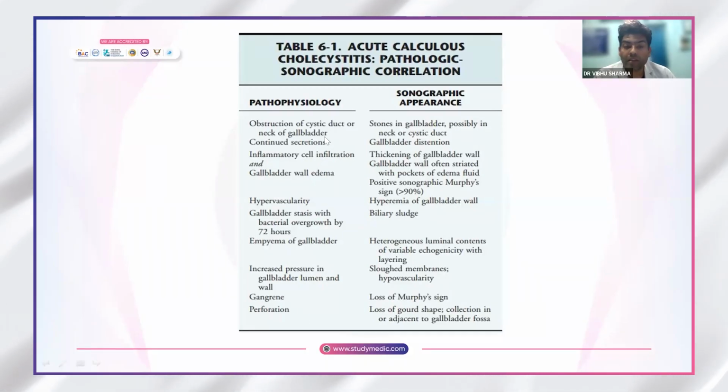So whenever there is such clinical presentation, then we should see like thickening of gallbladder can be well appreciated. Murphy's sign is more than diagnostic for cholecystitis in more than 90%. Hyperemia, biliary sludge. Then you can see echogenic layering within the lumen of GB. And sometimes you can see clogged membranes, hypovascularity. In case there is loss of Murphy sign, then you should suspect gangrene. And in case of perforation, you can always see collection which is adjacent to the GB fossa region.